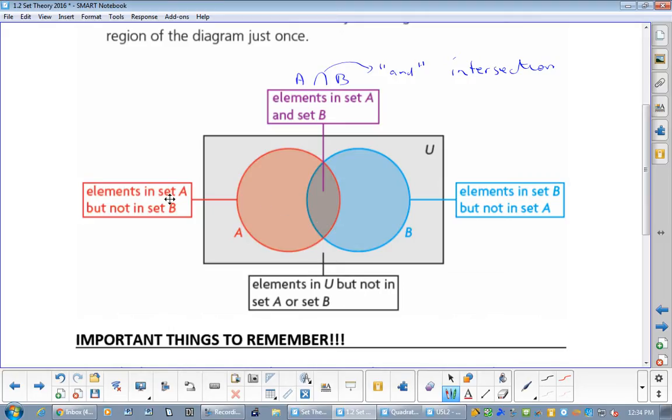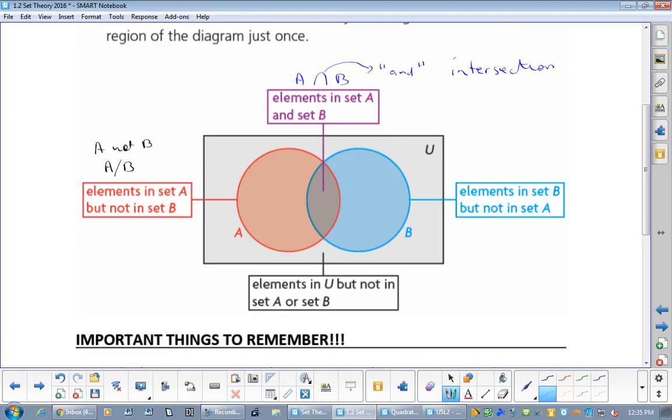Now, this, just the orange, would be elements in A but not B. So we write it like this: A with a slash B. That means that entire sentence in the box: elements in set A but not in set B. Do you see how hard this part of the diploma will be if you do not know that? Right? So this means A, not B.